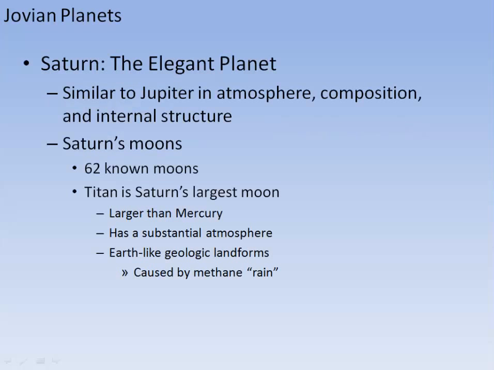Now Saturn, the elegant planet, similar to Jupiter in atmosphere composition and internal structures. Saturn's moons, we know of 62 of them. Titan is Saturn's largest moon. It's larger than Mercury, has a substantial atmosphere, Earth-like geologic landforms, and is shaped by methane rain.